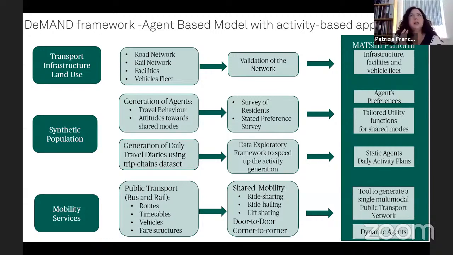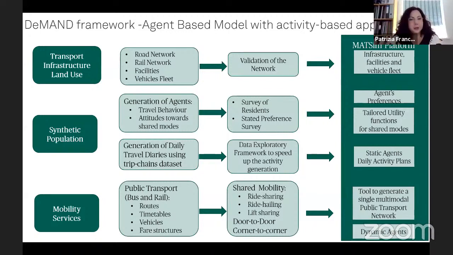We validated the network and everything was imported into the Maxim platform. Maxim is a very versatile tool that allows you to embed your own features into the model. This software has been developed by ETH Zurich over the past 15 to 20 years, so it's quite stable, and it's open software. So we had the possibility to tailor the platform according to our specification.